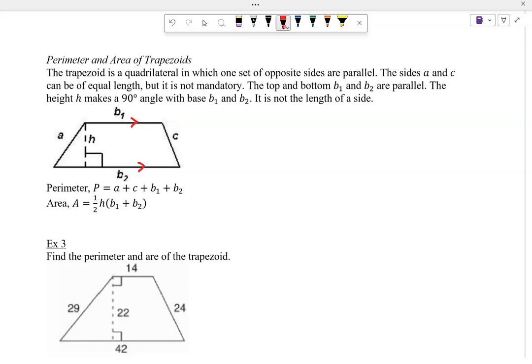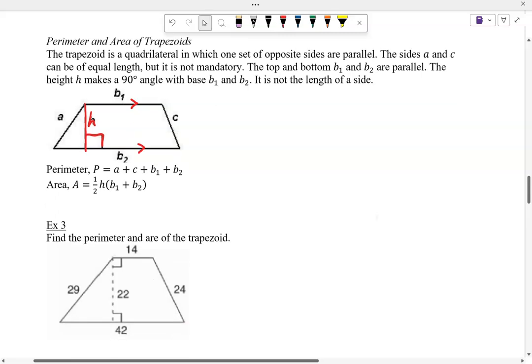A and C, they can be equal in length or they don't have to be. It doesn't matter, but they're not parallel, right? Just one set is parallel. The height, again, or the altitude does make a 90-degree angle. We need to know that height for the area formula.